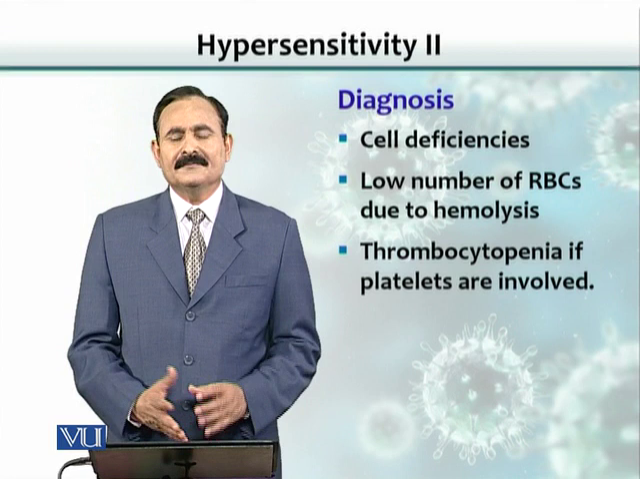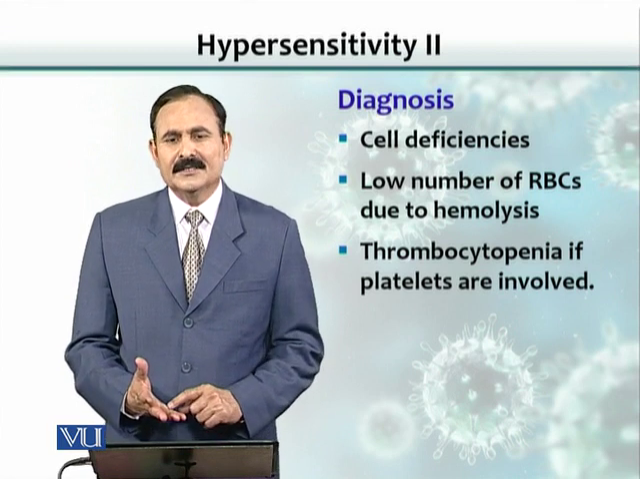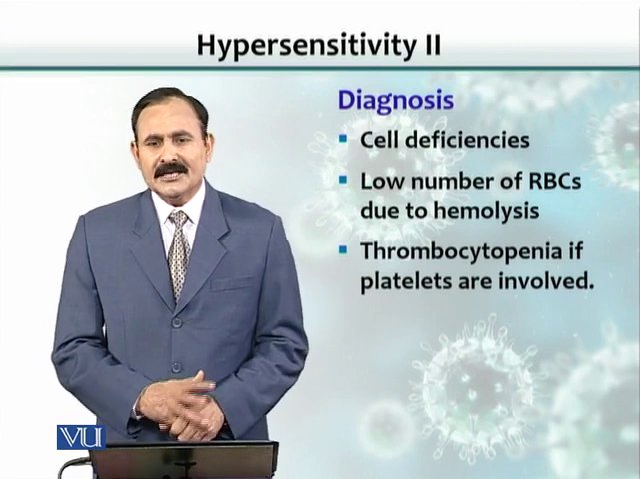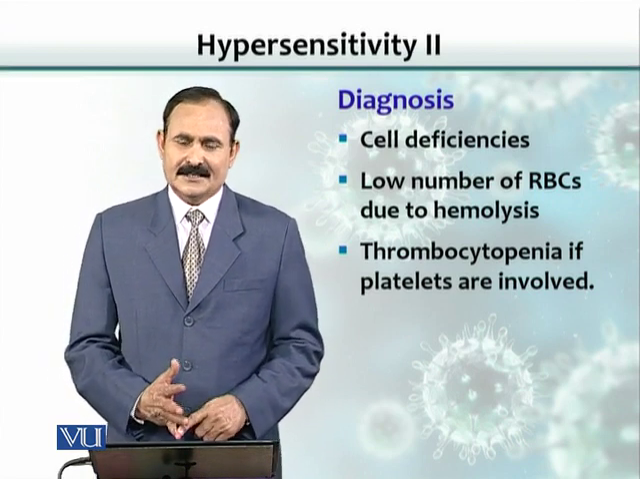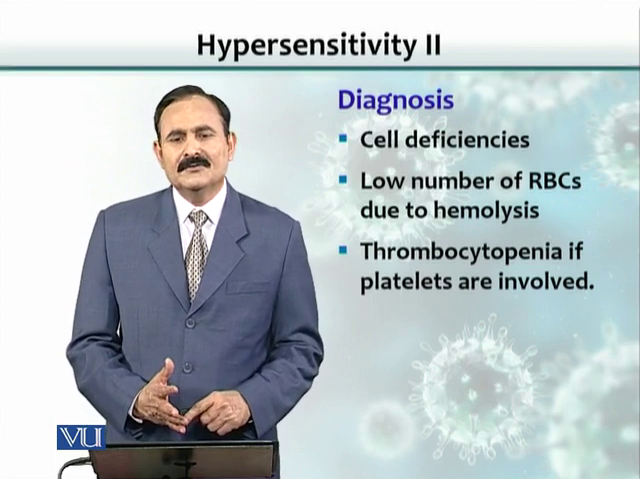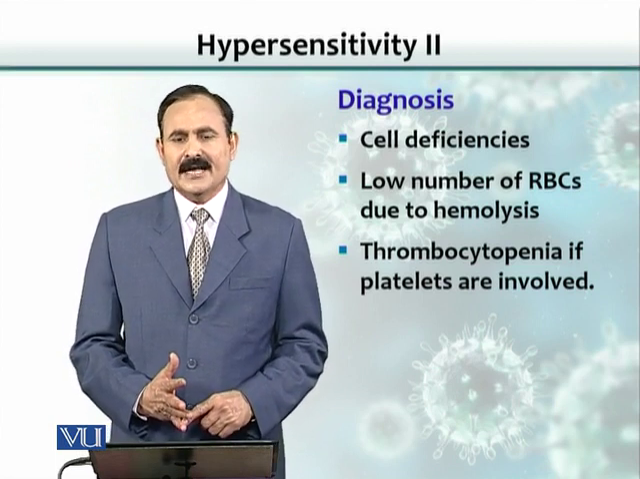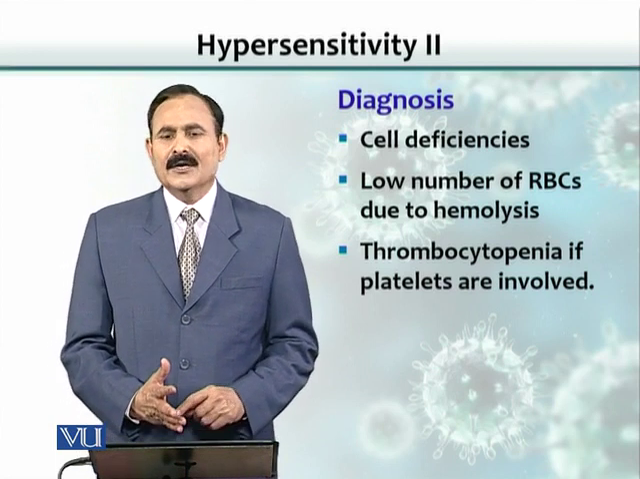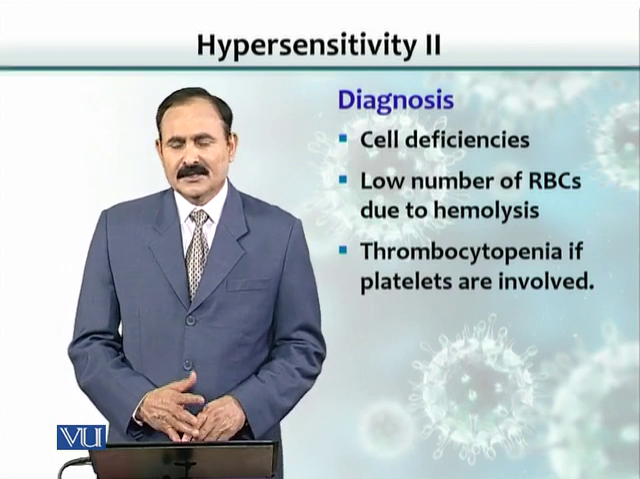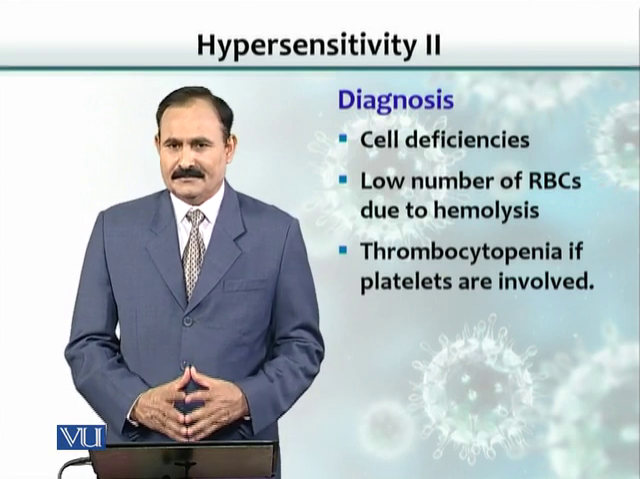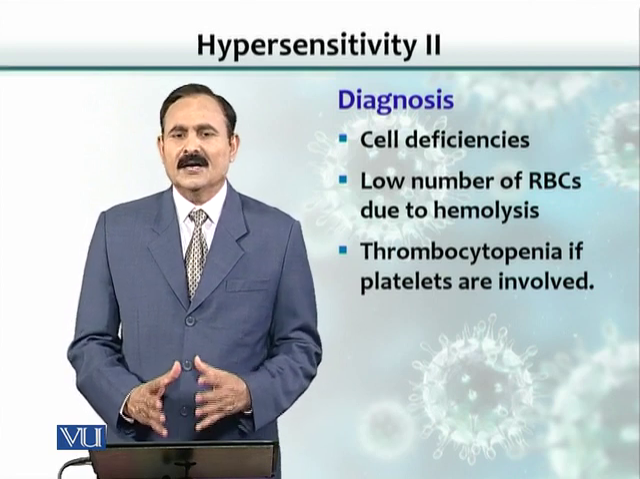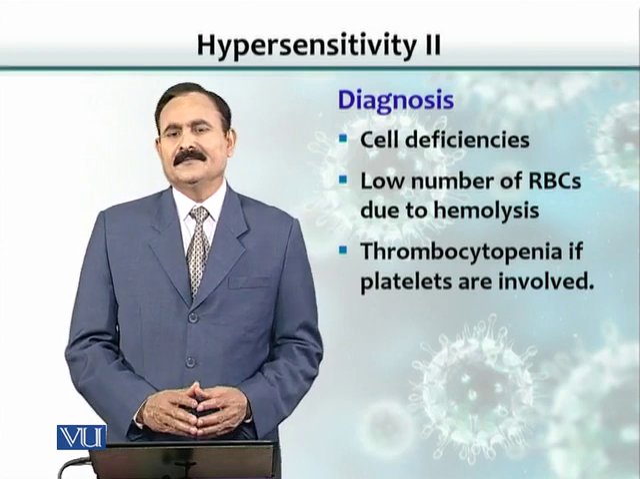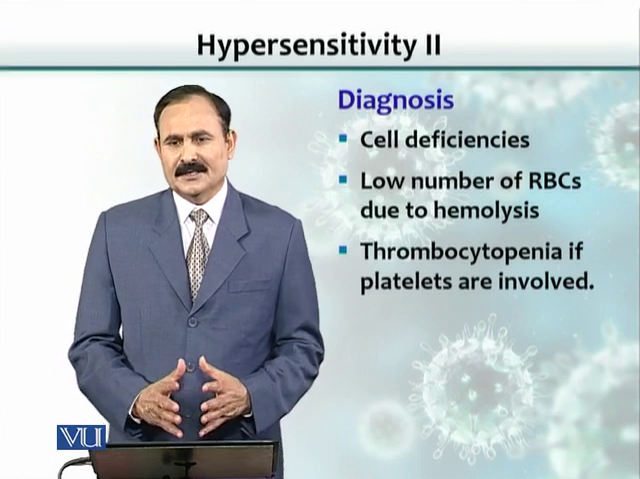How to diagnose? As you can see, if these are RBCs or platelets, for example, you can measure the number of these cells in the body. If a type 2 hypersensitivity reaction is occurring against RBCs or platelets, you can count them in a hemocytometer, and you would know that they are decreased in the patient.